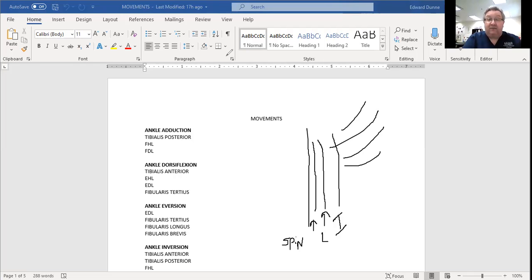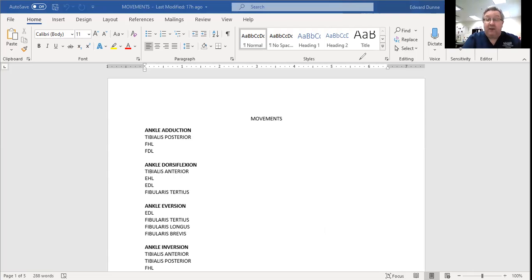We're almost done, folks. A couple more things I just want to go over real quick. Let's talk about the pes anserine. I've talked about it a few times today. Remember where it's located. It's located on the tibia. It's located close to the tibial tuberosity.